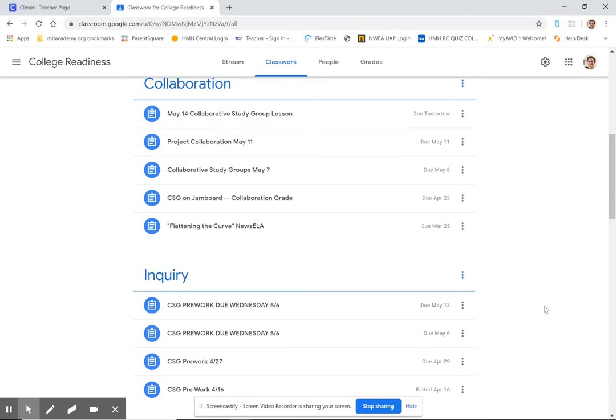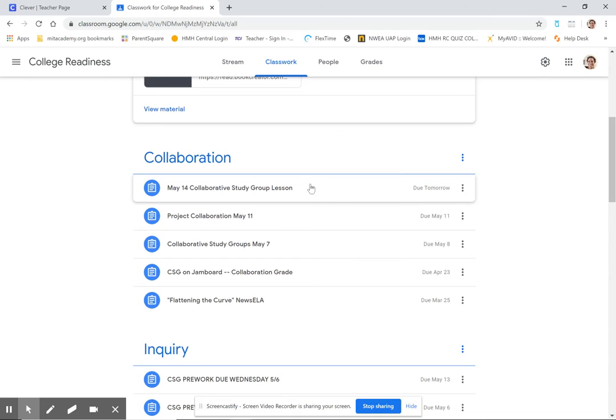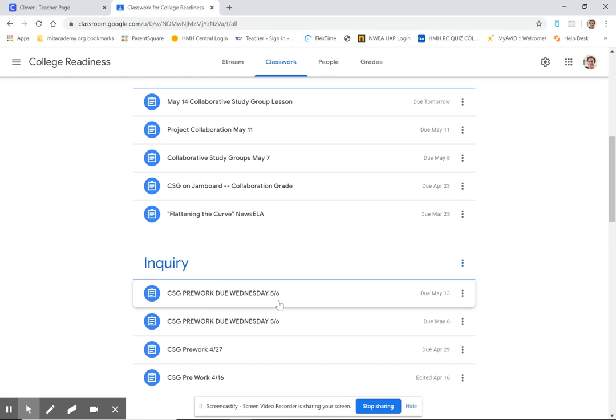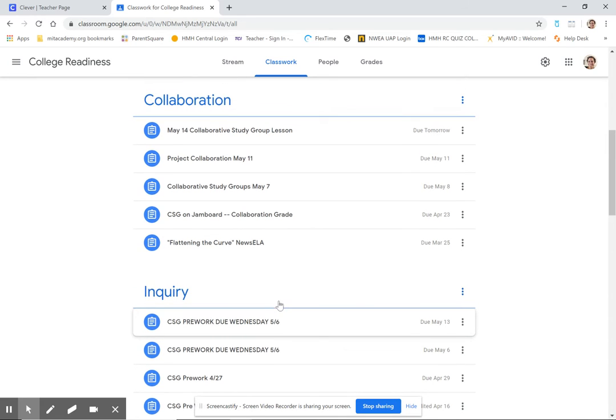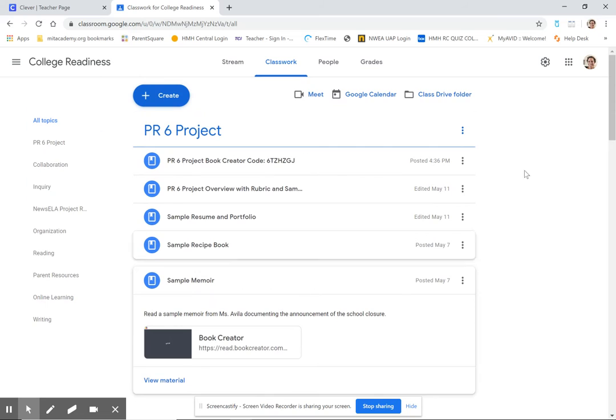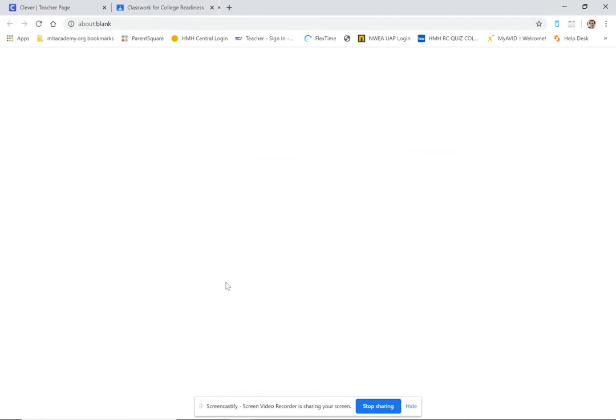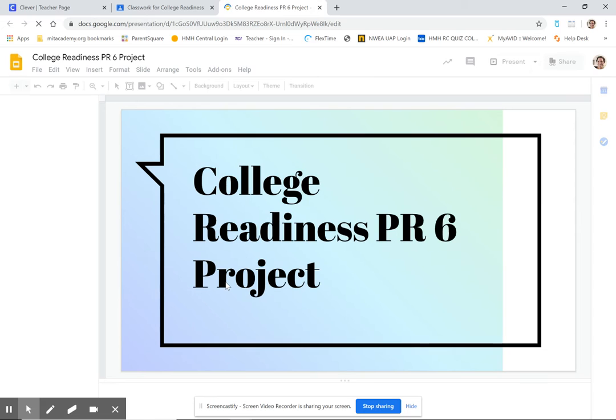For the rest of the year, students will be mostly graded on their weekly collaborative study groups on Thursdays, or next week and the week after on Wednesdays, as well as their pre-work, which they accomplish on Mondays. They also have a final project to focus on. The final project is going to include either a family recipe, preparation for a first fictional interview, or a memoir.